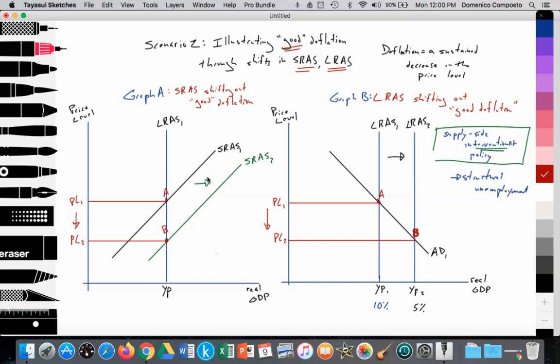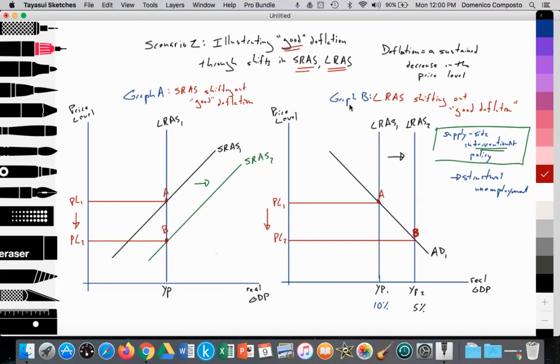As a result of firms employing new technologies, automation, AI technology, which is able to reduce cost of production, SRAS shifts out from SRAS1 to SRAS2. We have a new intersection of SRAS2 equals LRAS1 at point B, providing a lower price level at PL2, but we are still maintaining full employment at YP. Price level has fallen, although output and unemployment is unaffected. So this is what we call good deflation.